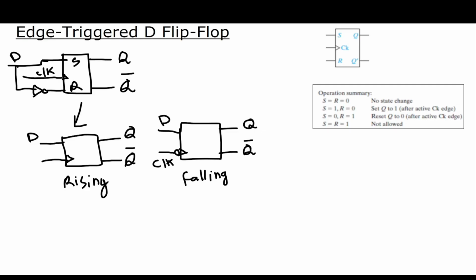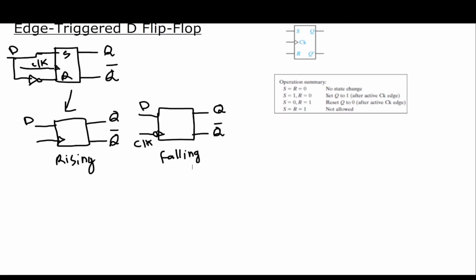Now let's obtain the truth table. The truth table for D flip-flop is very simple. We have the input D, we have the current state of the system, and we want to obtain the next state Q plus. So when D is 0 and the current state is 0, what will be the next state? Looking at our circuit here, D is 0, that means S is 0, and R, because it's going to invert the 0, is 1. So let's write it here. For D equals 0, we have S is 0 and R is 1.